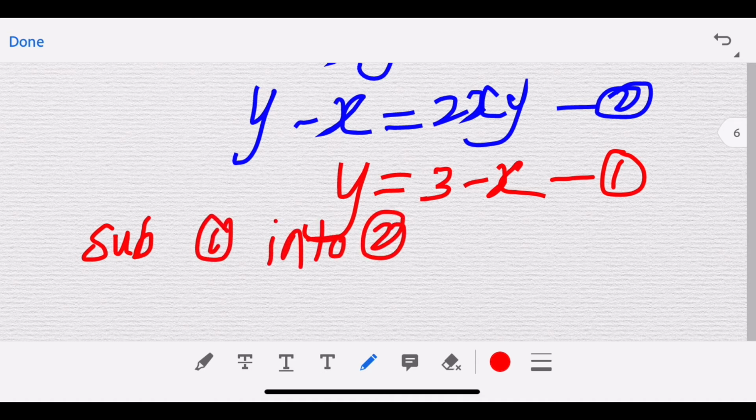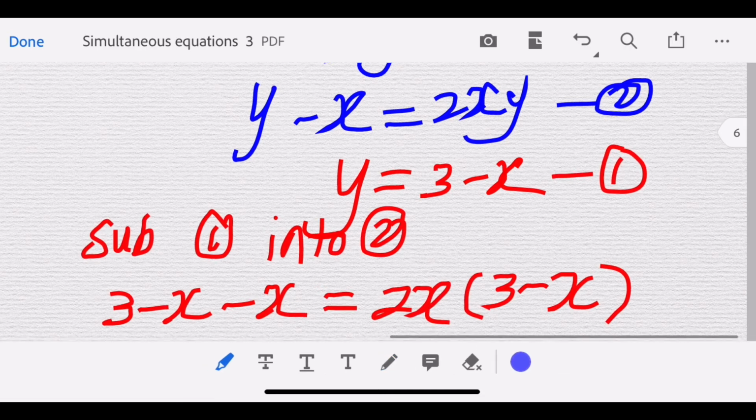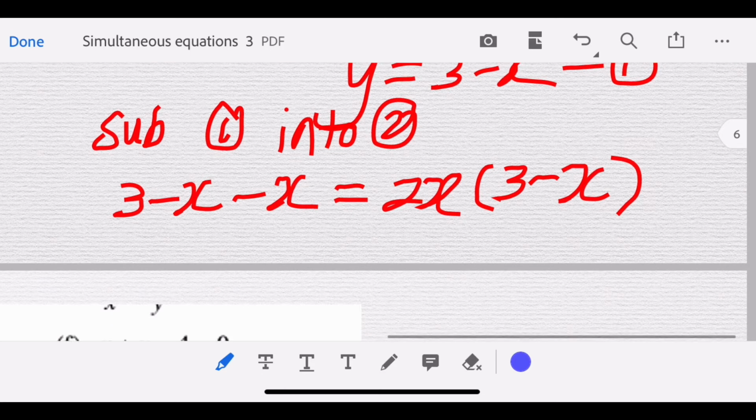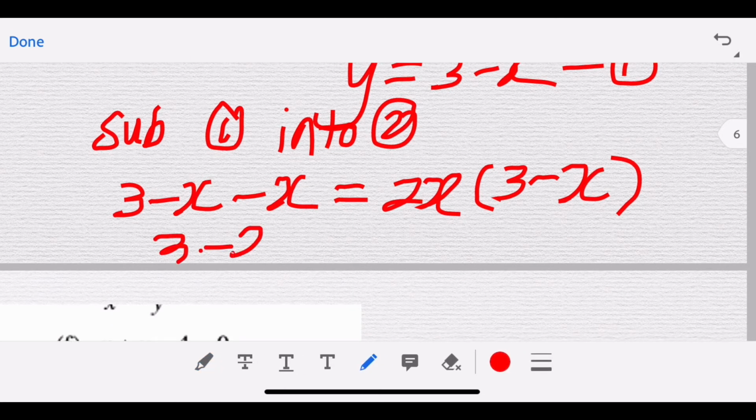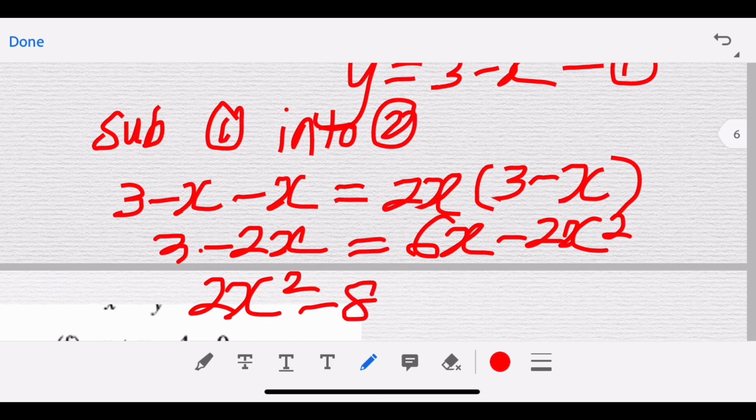It looks like it is without fraction now. When I see y, I will write 3 minus x, so 3 minus x equals 2x times (3 minus x). When you see y, you substitute 3 minus x. So I will get 3 minus 2x is equal to 6x minus 2x squared. Finally, I will solve until I get the quadratic equation like this, equal to 0.